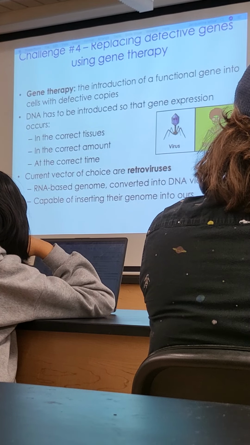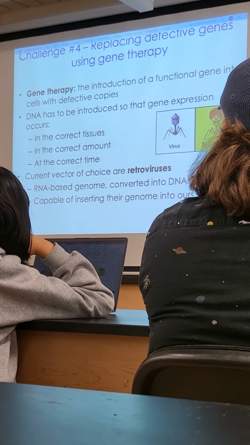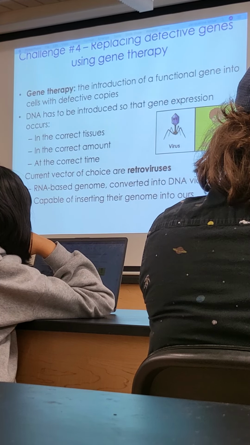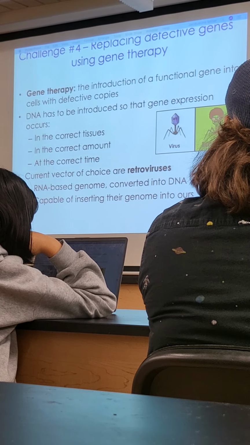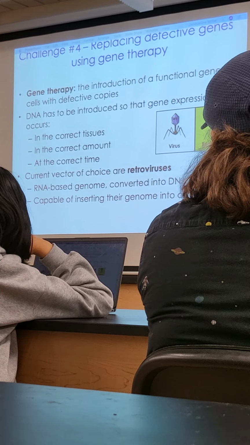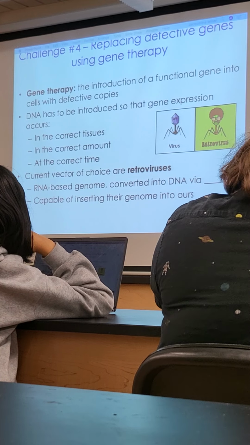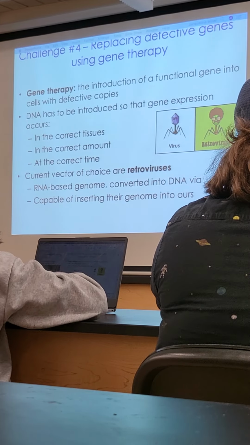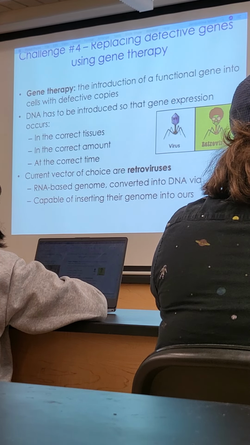The current vectors, they use different types of vectors, but retroviruses are commonly used. The reason they're called retro is because they have RNA genomes and they get converted into DNA. So anybody have a guess? If we're going from RNA into DNA, what is the name of the enzyme that makes a copy of DNA from RNA? We've already talked about it, it was used to make cDNA. Yeah, reverse transcriptase.